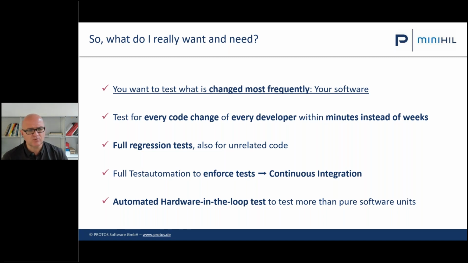Another thing is you want a full test automation to enforce tests. So of course you can test on your desktop, but it's probably a good idea, especially for bigger teams or distributed teams, to have continuous integration, so that every change of every developer on every commit is automatically tested. So you can use continuous integration to do this. And the last thing that you need is an automated hardware in the loop test, because you want to test more than pure software units.